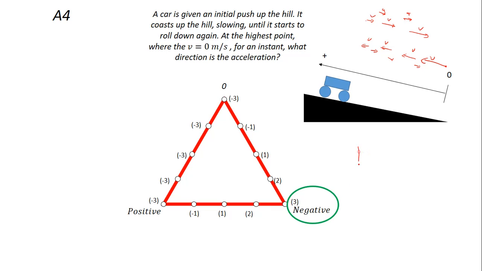Another way of thinking about this is that its velocity started off positive, it became 0 at the top, and then it became negative. Velocity time graph. Acceleration time graph is the gradient of that. And at all points, the gradient's the same. How steep is it? It's always negative. So it's negative the whole way along this axis.